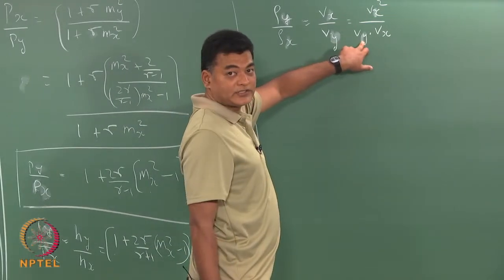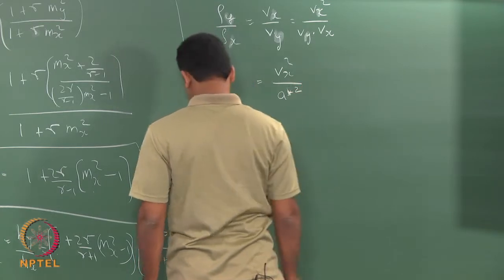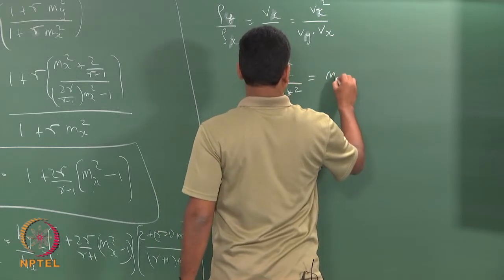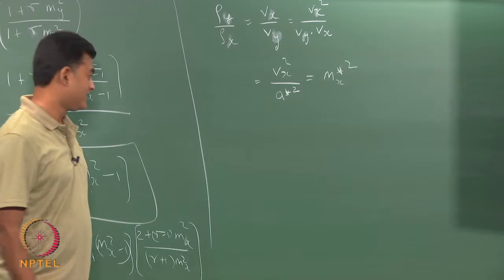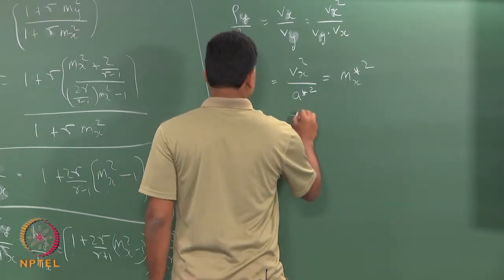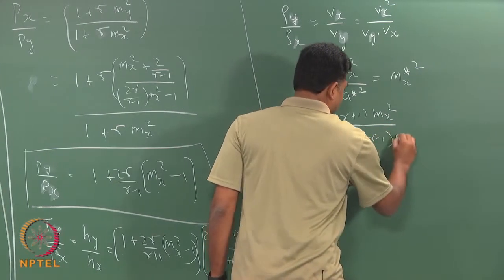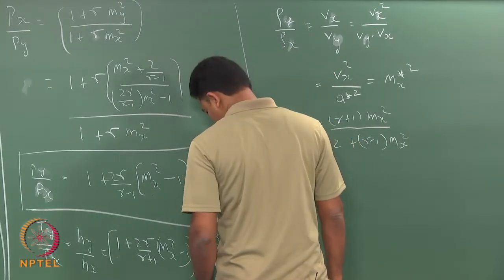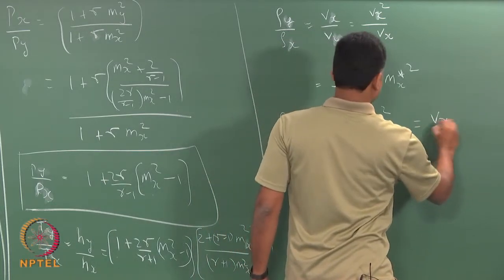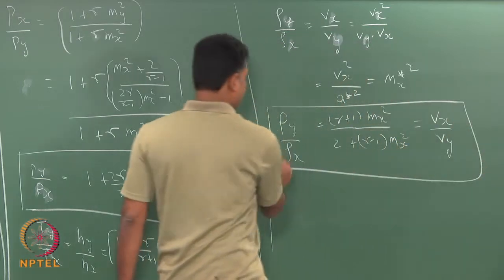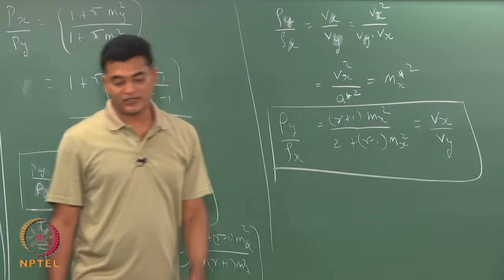So, the denominator Vx dot Vy, we know it as A star square, which is now nothing but Mx star square. Now, Mx star we know already in terms of Mx, which is nothing but gamma plus 1 Mx square divided by 2 plus gamma minus 1 Mx square, correct? Yes. So, this is rho y by rho x, which is also equal to Vx by Vy. So, your M star before the shock is your ratio of your densities.